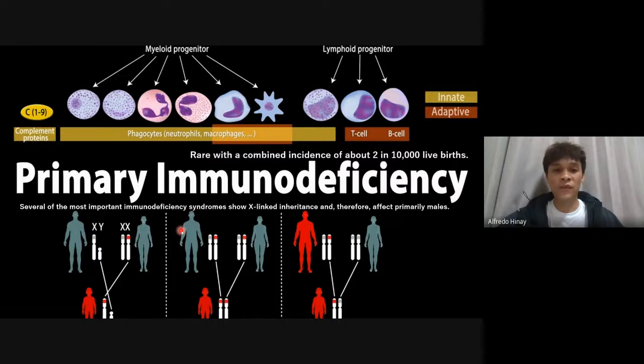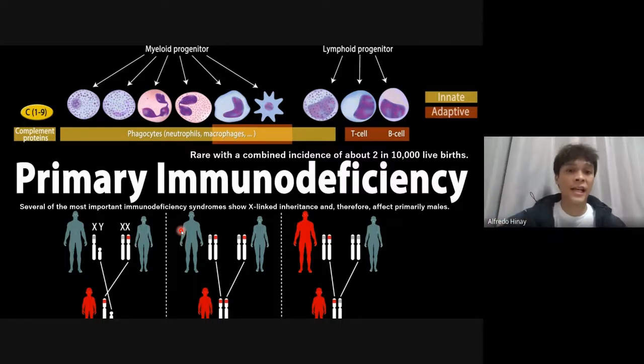When you try to differentiate your primary and secondary, your primary immune deficiencies are associated with genetics class. Okay, so meron tayong affected yung genetics natin or genes, either by mutation. Several of the most important immunodeficiency syndromes show an X-linked inheritance and thereby primarily affect males. Later, when I introduce the conditions under immunodeficiency, you can observe na lahat affected male. Although meron tayong mga recessive that will also affect your female.